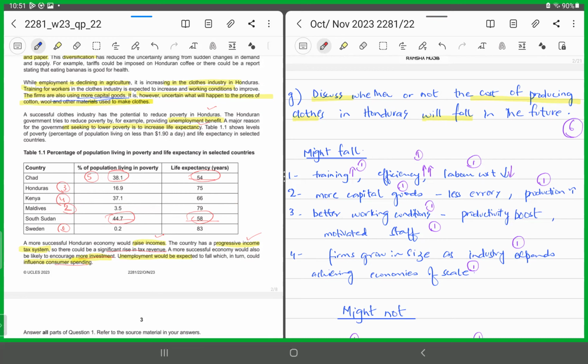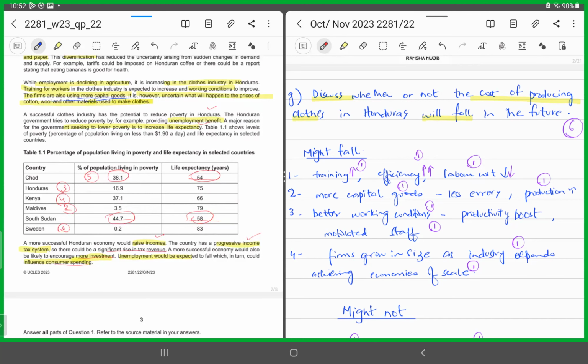Why? Because training is being provided to the employees, and as a result of higher levels of training, the efficiency is going to increase, with higher levels of output per unit of input, and as a result, it would cause the labor cost to fall. And when the labor cost falls, obviously the cost of producing clothes will fall. You can also say that it could be attributed to the fact that the firms are now going to employ more capital goods. So when capital goods are employed more, it would be less prone to errors, and as a result, there would be higher levels of production.